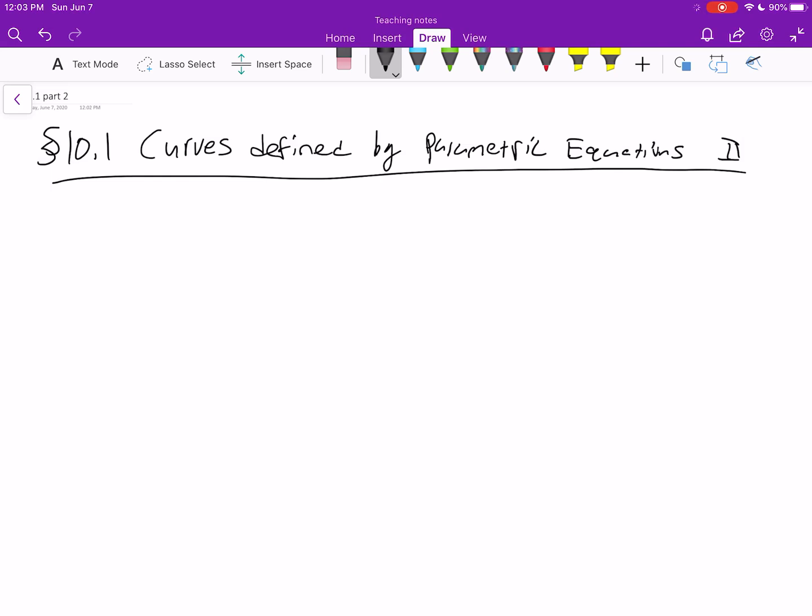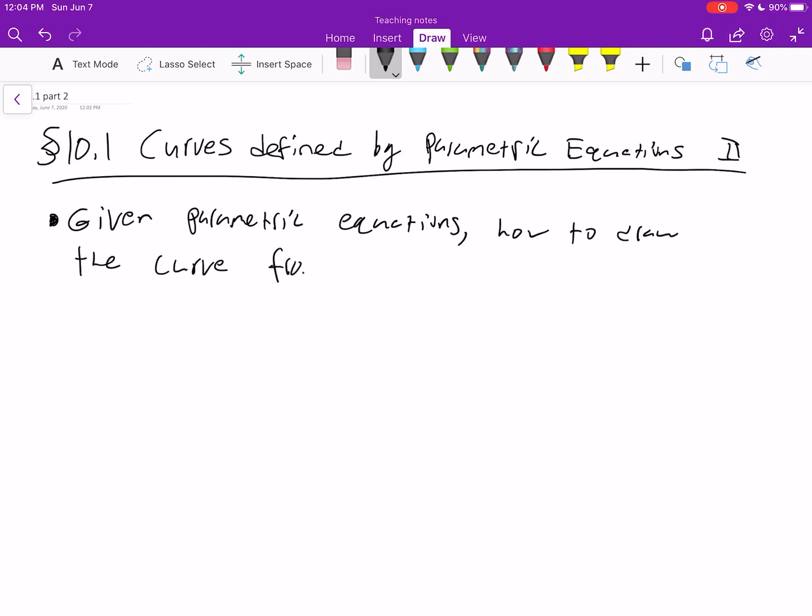Okay, so we're moving on to part two of section 10.1, curves defined by parametric equations. I just wanted to take a second to talk about what's important here. What I'm trying to do is teach you, given parametric equations, how to draw the curve that is defined by those equations. That was the example I did in the last section, where we plugged in values of t and got values for x and y and plotted those points.